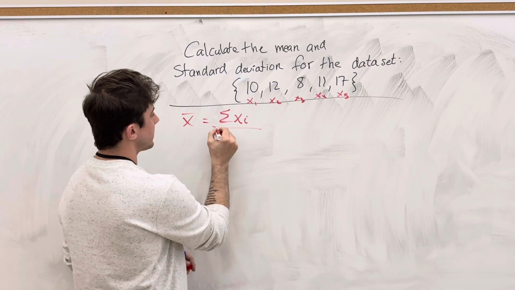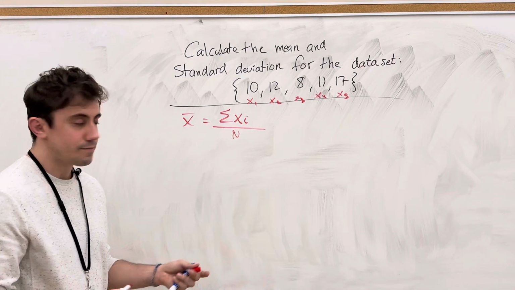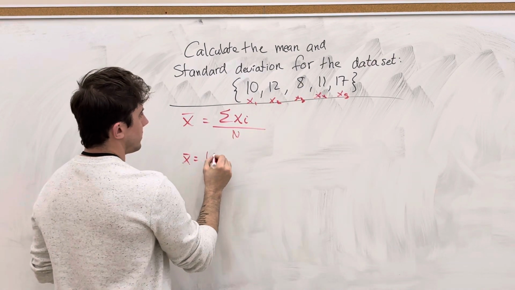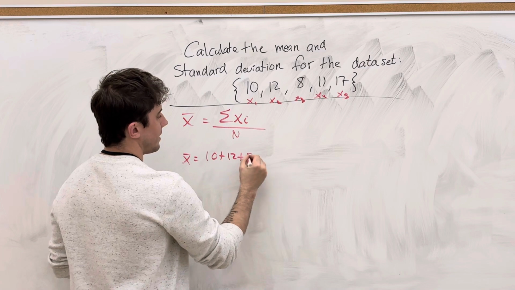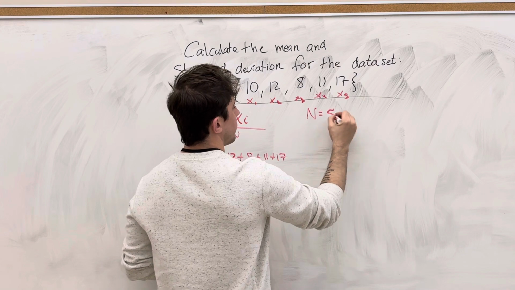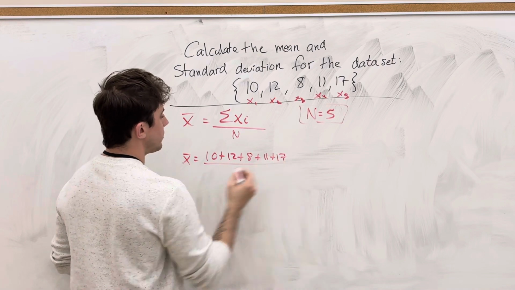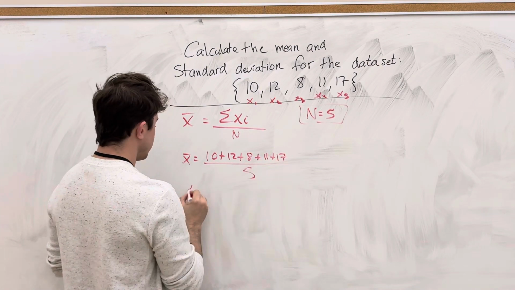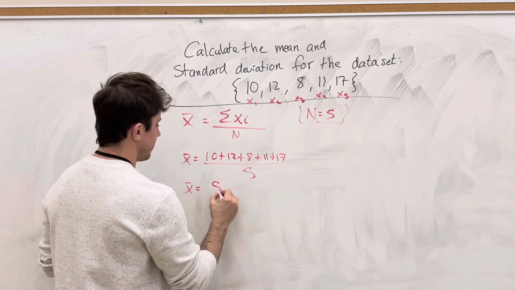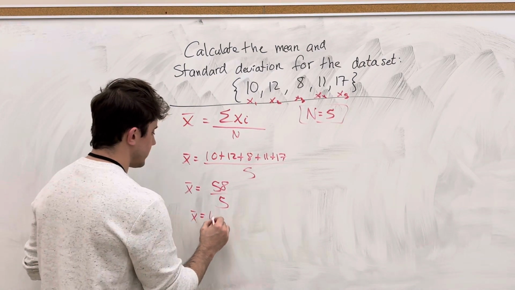And we know that to get the average of a data set, we sum up the data points and we divide by the number of data points, right? And so in this case, x bar is going to be the sum of our 5 data points, i.e. 10 plus 12 plus 8 plus 11 plus 17, and we know we have 5 data points, and so our n value would of course be 5. The sum goes in the numerator, 5 in the denominator, and so our mean is 58 divided by 5, and so our mean is 11.6.